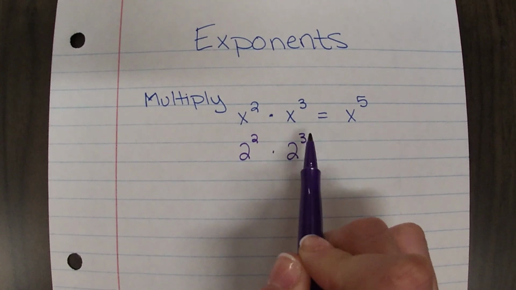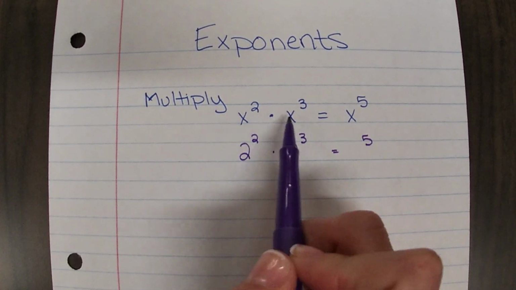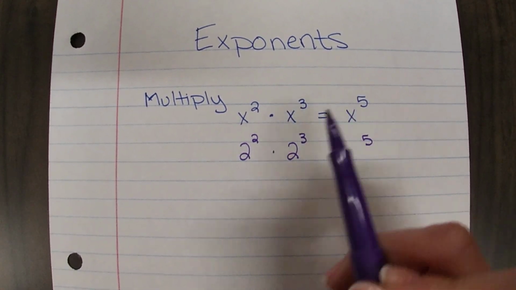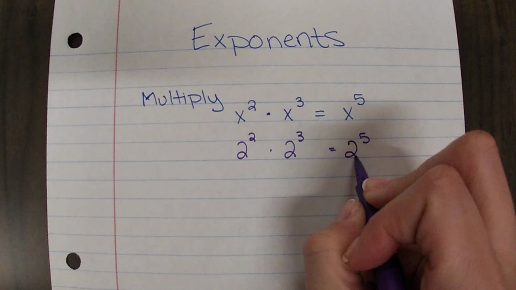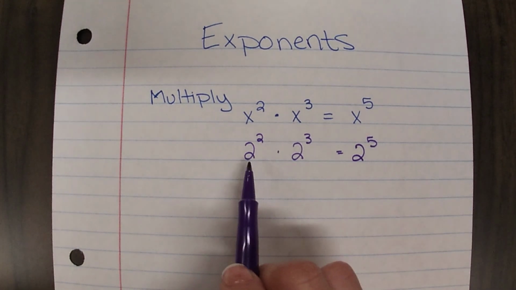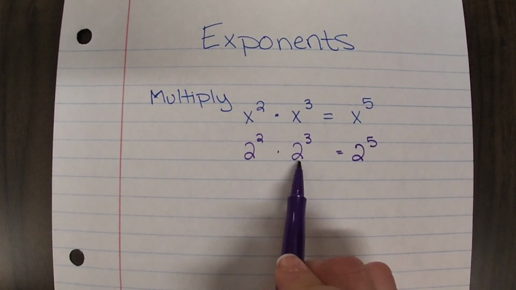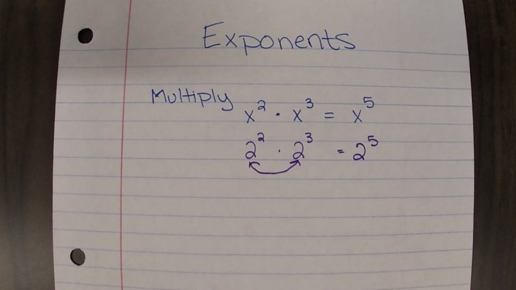2 plus 3 is 5, and just like up above, it was an x, it stayed an x. It was a 2, there is a 2, it stays a 2. So 2 squared times 2 to the third will give us 2 to the fifth. We do not want to multiply these two numbers because right here, the 2 and 2 are now acting as a base and not a coefficient, and that base is what stays the same.